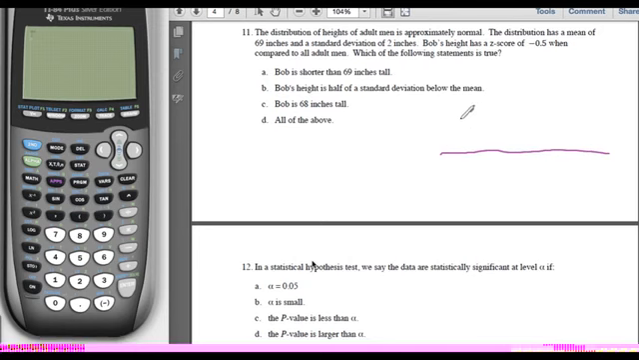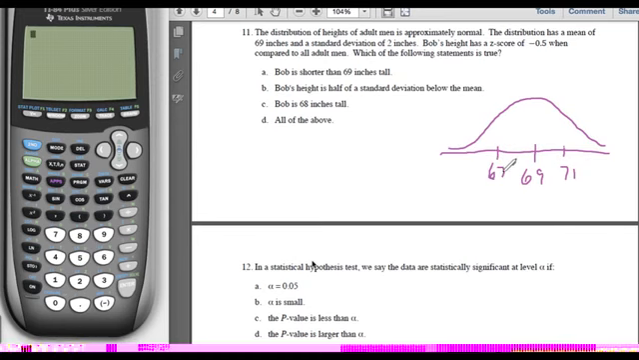So we're dealing with an approximately normal distribution. The mean in the middle is 69. Standard deviation is 2. So we can fill in up and down a standard deviation. Now Bob's height has a z-score of negative 0.5. So because it's negative, Bob is shorter than 69 inches tall.